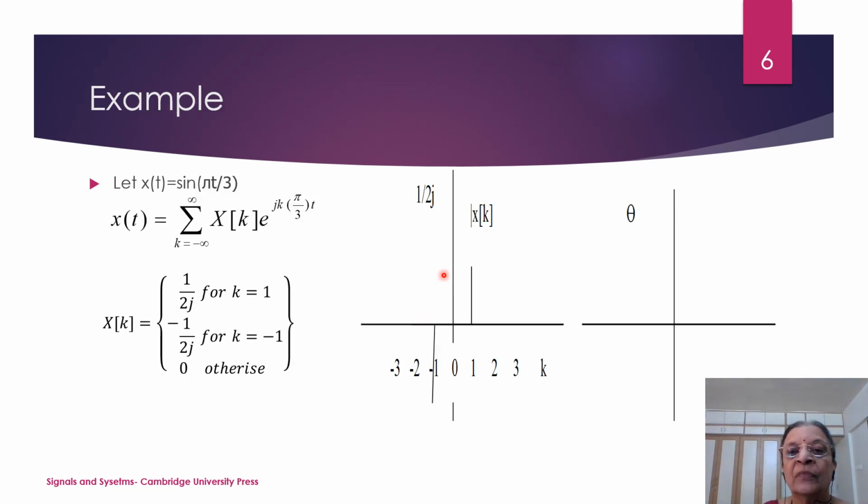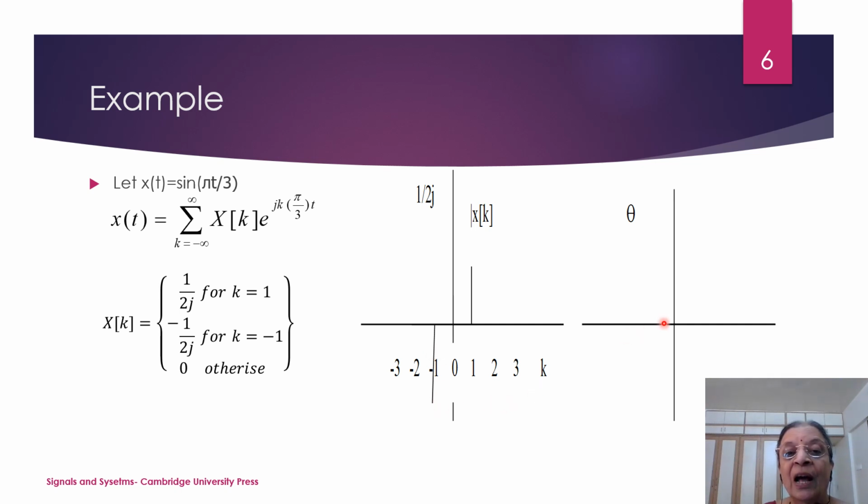For example, if we have x(t) equal to sine of pi t by 3, then we can write x(t) as the summation of x of k e raised to j k pi by 3 t. And what is x of k? These are the Fourier series coefficients. It will be equal to 1 upon 2j, because this is a sine function. Sine can be written as e raised to j theta minus e raised to minus j theta divided by 2j. So that 1 upon 2j comes into the picture. This is the coefficient value for k equal to 1, and the same value but with a negative sign for k equal to minus 1.